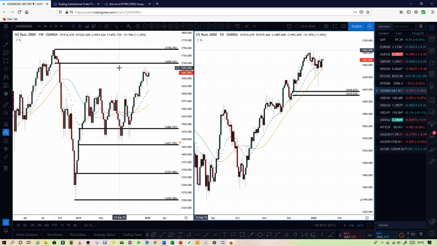And the Russell 2000, again, not really much happening. Hasn't hit its supply yet. It's still holding demand levels. So nothing really exciting happening in this market. It's a no trade for now.